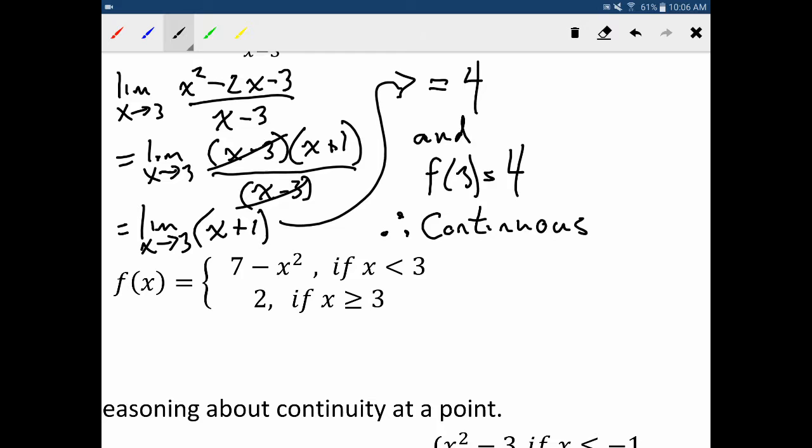Anyway, let's jump down to our last one. I didn't really give us enough room here, but that's okay. Because we've got a piecewise function, we're going to be interested in taking a look at the limit from both sides. So the first thing I'm going to do is say the limit as x approaches 3, and we'll go from the left. From the left, that would be this one right here.